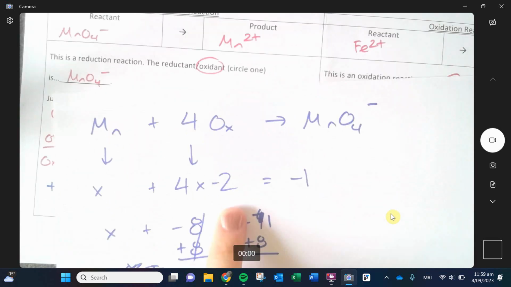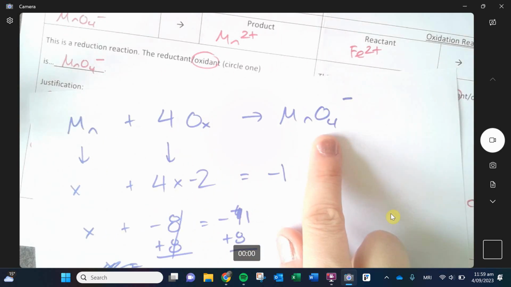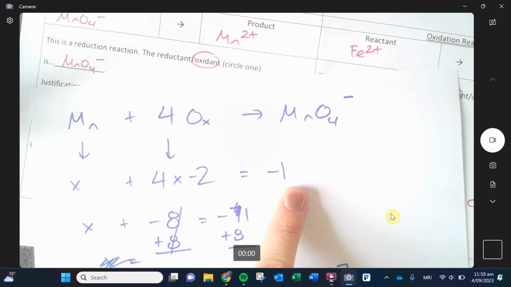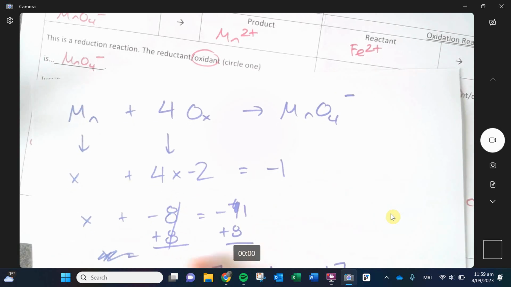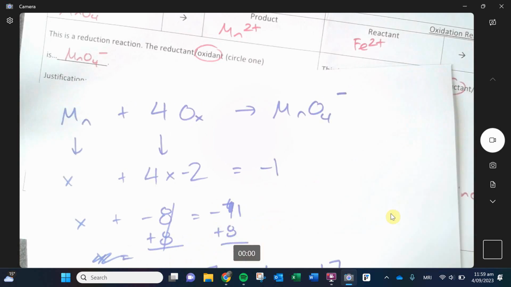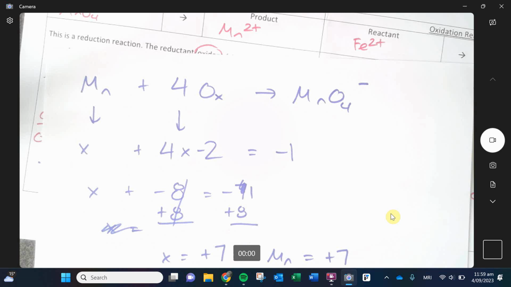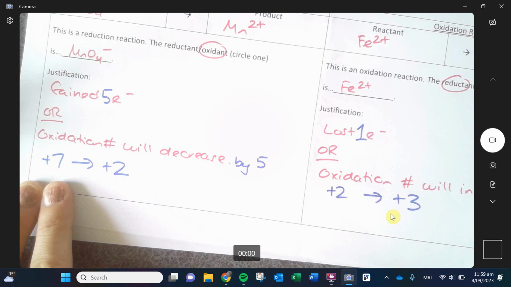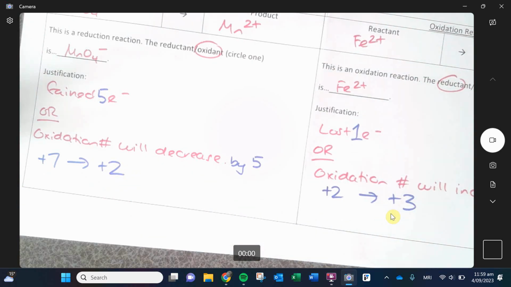And so I'm going to do -2 times 4, because there's 4 oxygen atoms in a permanganate. So I have X plus 4 times -2 equals -1. That's X minus 8 equals -1. I add 8 to each side, so that way the 8 cancels out, and I have X equals positive 7. So the manganese is 7. And that matches what I've said over here, because I see that my oxidation number has decreased, which is a sign of a reduction reaction.